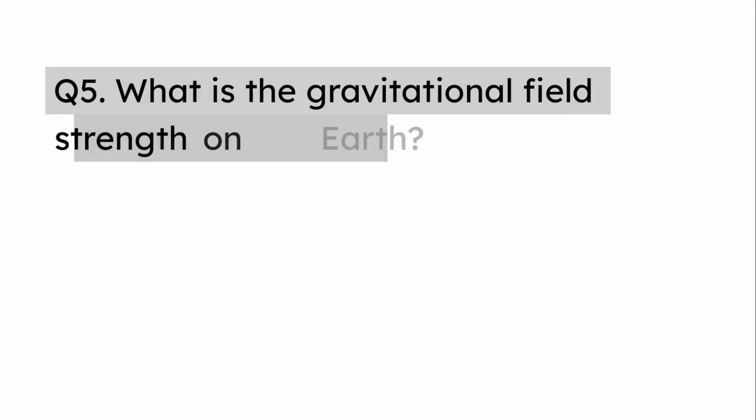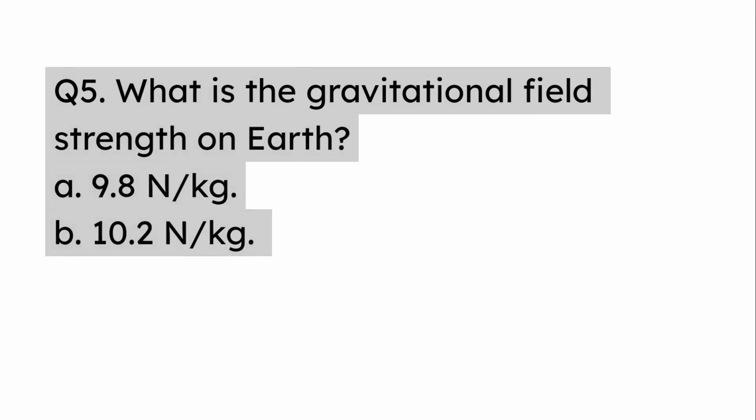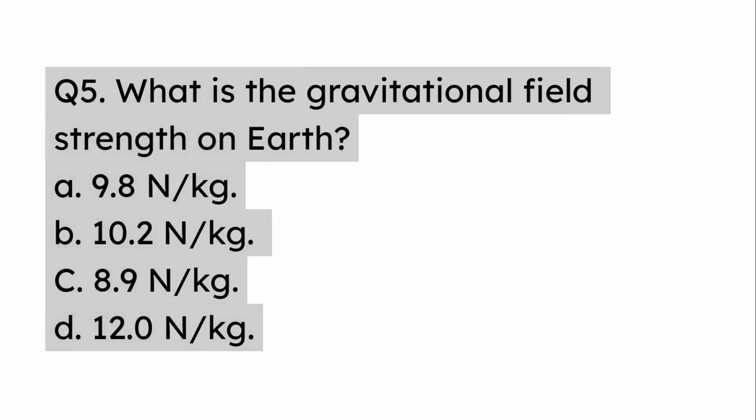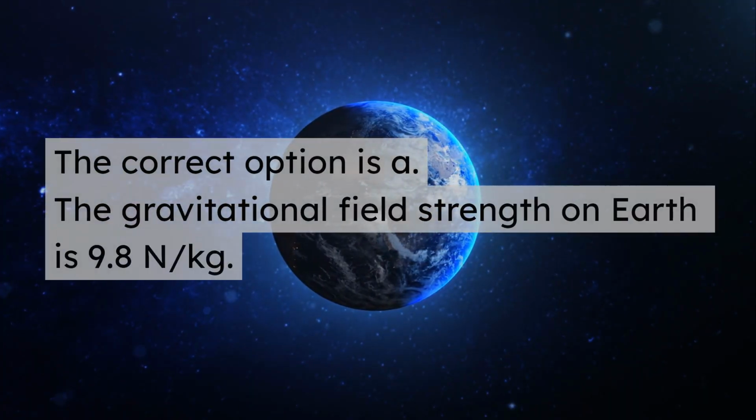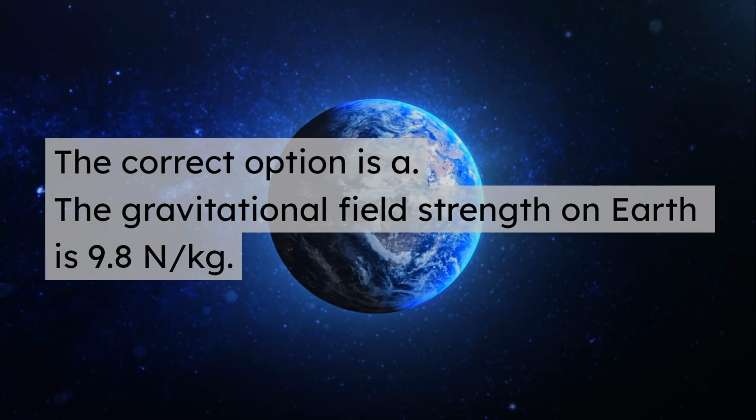Q5. What is the gravitational field strength on Earth? A. 9.8 N per kilogram. B. 10.2 N per kilogram. C. 8.9 N per kilogram. D. 12.0 N per kilogram. The correct option is A. The gravitational field strength on Earth is 9.8 N per kilogram.